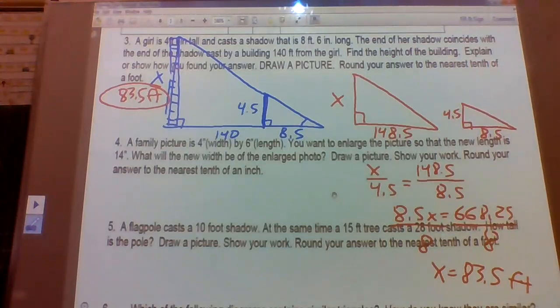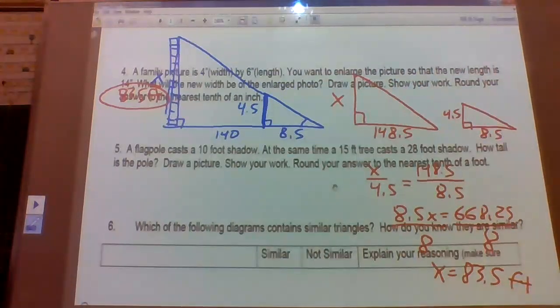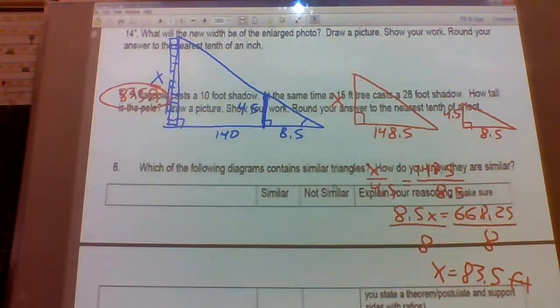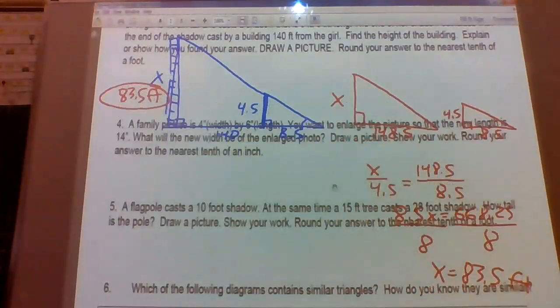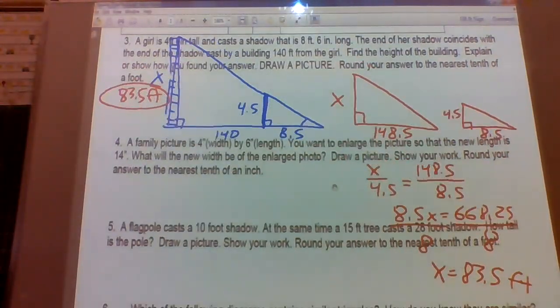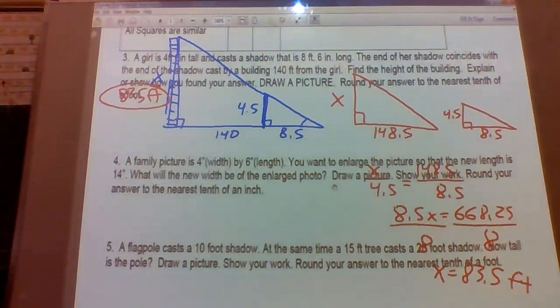All right. Number 4, a family picture. Probably should have downloaded this first. That's fine.